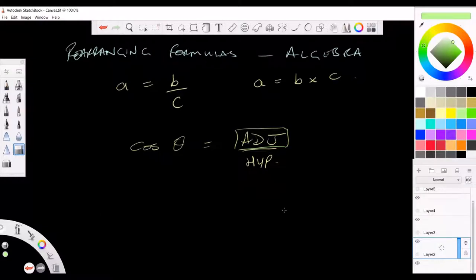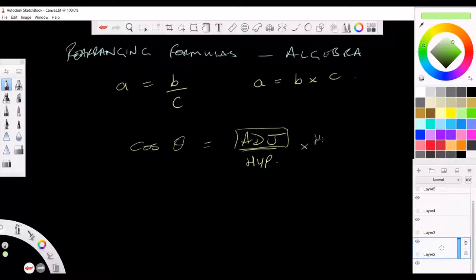And that's actually core to the algebra you need. That's actually really what you should always have in mind: you're trying to get whatever you want to know on its own by cancelling out everything else. And so how am I going to cancel out the hypotenuse here? Well, I'm dividing by the hypotenuse.